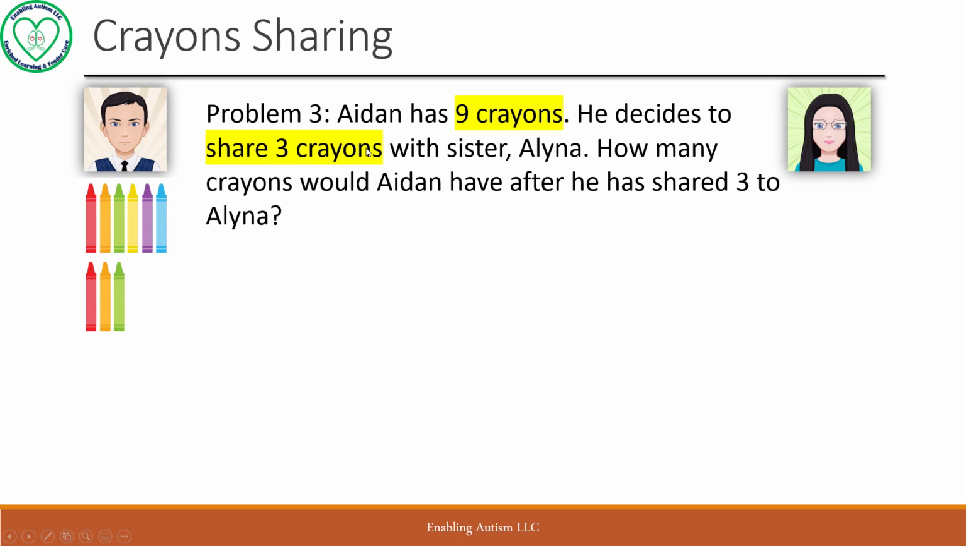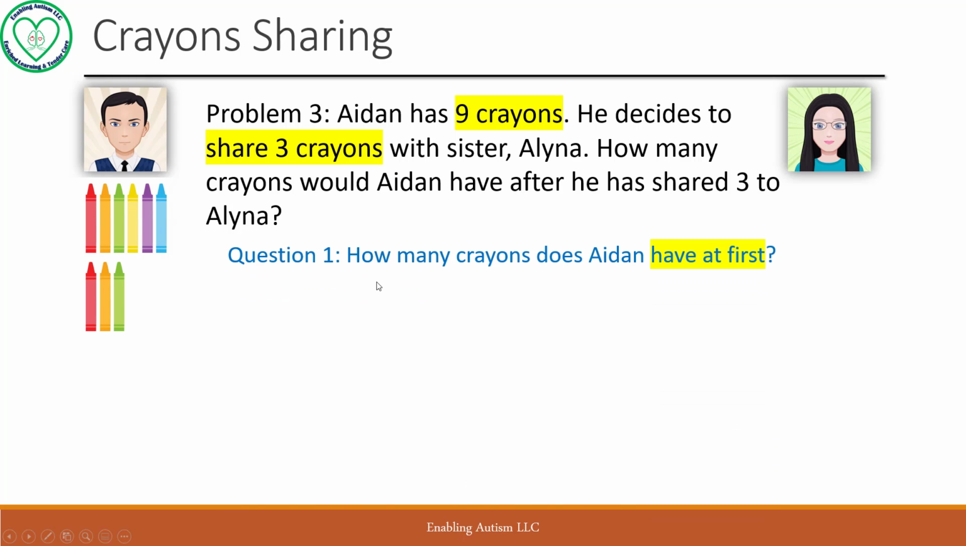Let's read that one more time. Aiden has 9 crayons. We can see the 9 crayons right here. He decides to share 3 crayons with his sister, Alina. How many crayons would Aiden have after he has shared 3 to Alina?